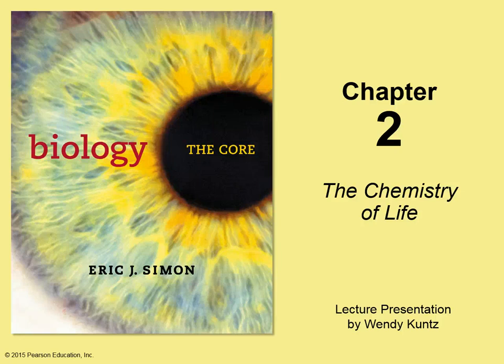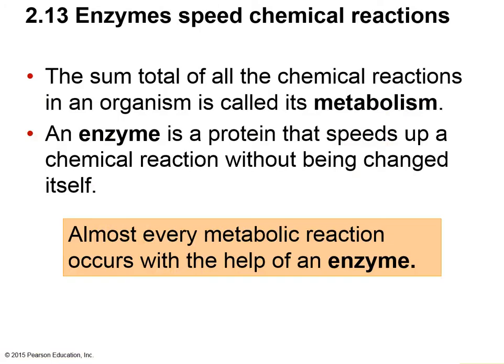This is Biology 105, Chapter 2, Part 5 on enzymes. So in our last segment, we talked about proteins, which is one of the 4 classes of biological molecules. Now, when we talk about proteins, one of the most important roles that proteins can play in a living thing is that they act as enzymes. Enzymes are biological catalysts, which means that they speed up chemical reactions.